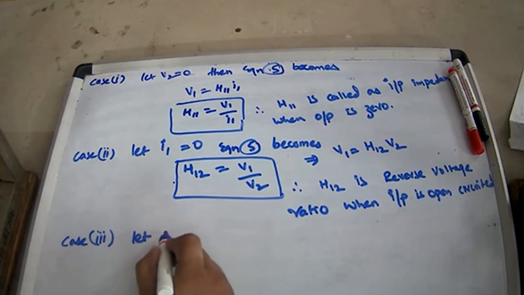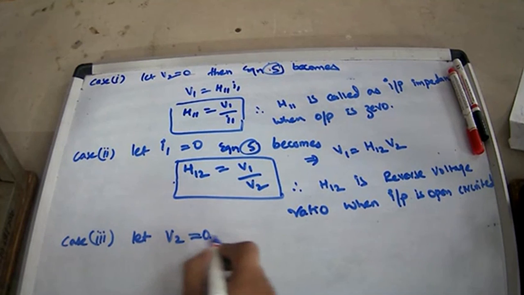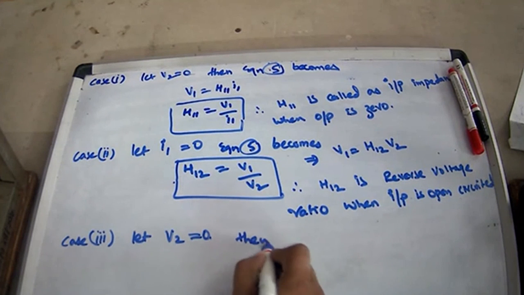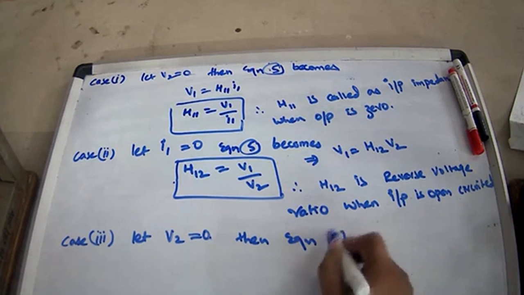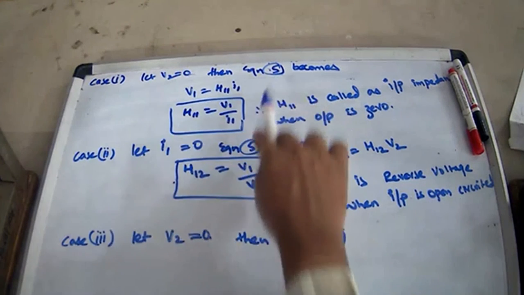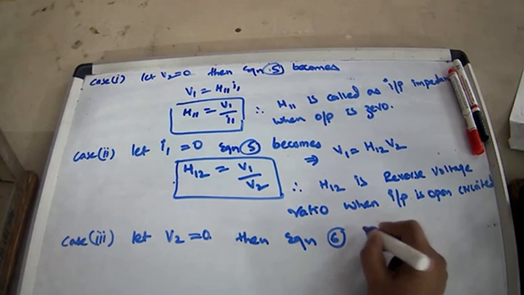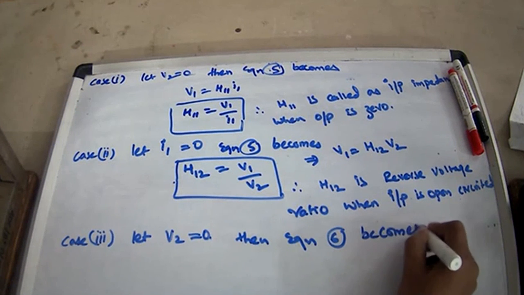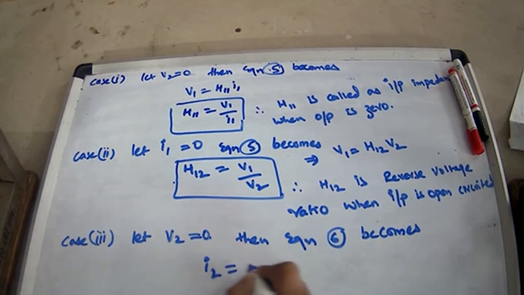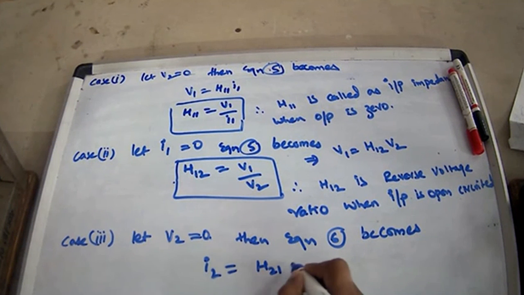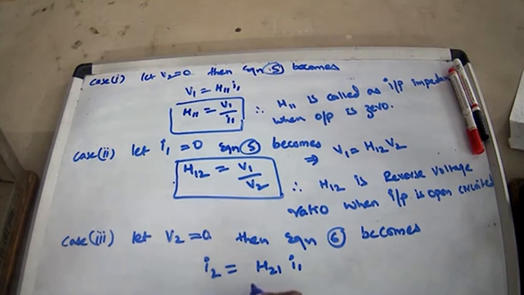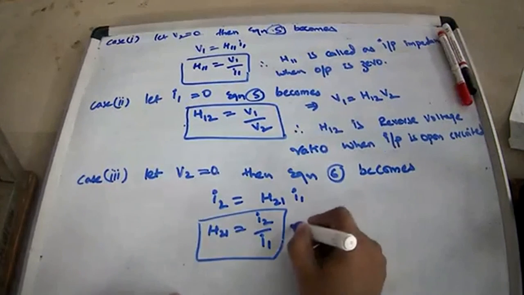So in case 3 we are saying let V2 is equal to 0, then equation 6. So remember, first two we have taken equation 5. Next two will be going with equation 6. So equation 6 becomes I2 is equal to H21 I1. Therefore, H21 is equal to I2 divided by I1.